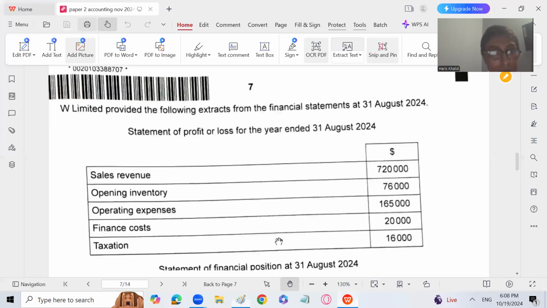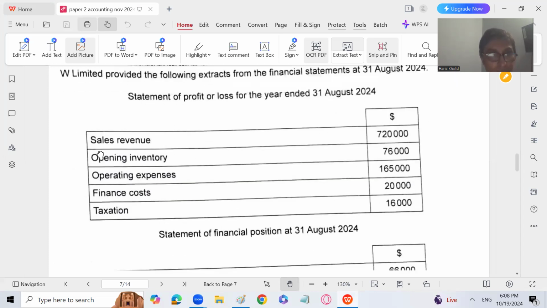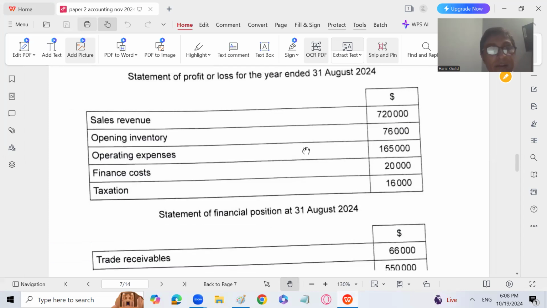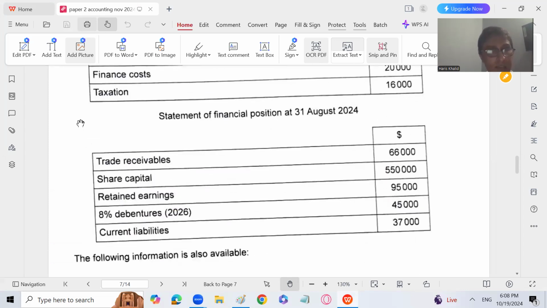Question number one, we have already solved. We are going for question number two, which is from ratios. W Limited provided the following extract from the financial statements. The statement of profit and loss is given: sales, opening inventory, operating expenses, finance cost, taxation. Just the data is given.